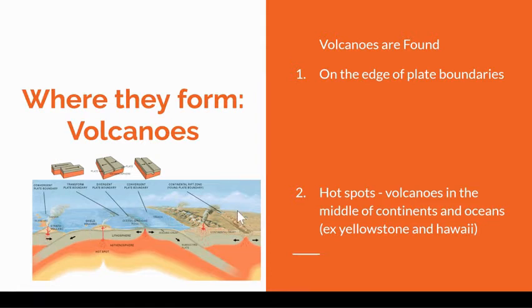And then lastly, there are these things called hotspots. These are volcanoes that occur in the middle of continents and oceans. Think like Yellowstone or Hawaii. These are places where there's magma or a magma chamber underneath the surface of the crust in that area, and every so often there is an eruption there. Or in the case of Hawaii, it's a very active hotspot, lots of eruption, lots of igneous rocks being formed from the melting and cooling.